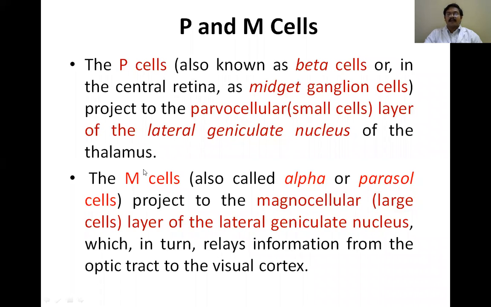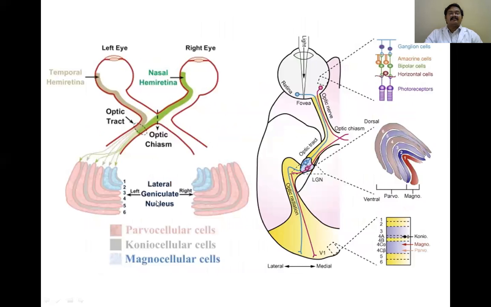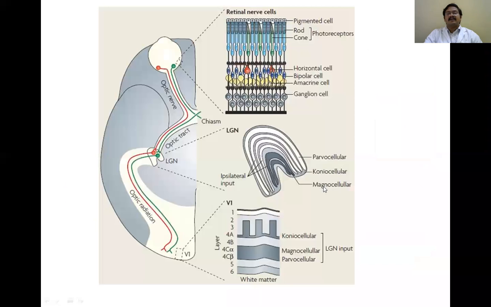That is why it is called magnocellular, or M, because of the large cells, and the parvocellular, the small cells, is the P cell. P cells are also called beta cells. M cells are also called alpha cells or parasol cells, which in turn relay the information from the optic tract to the visual cortex. This is the lateral geniculate nucleus. The light pink is the parvocellular and the blue is the magnocellular layer. These are the magno and parvocellular layers of the lateral geniculate.